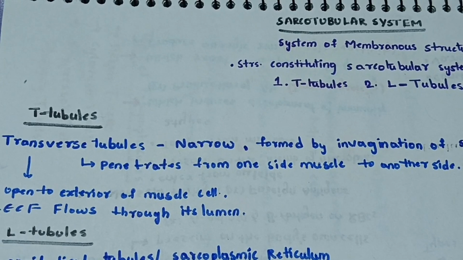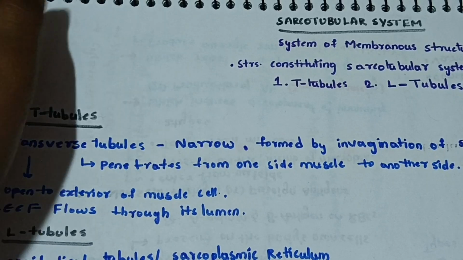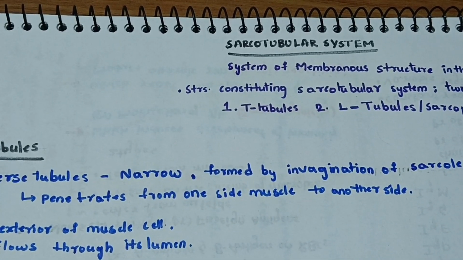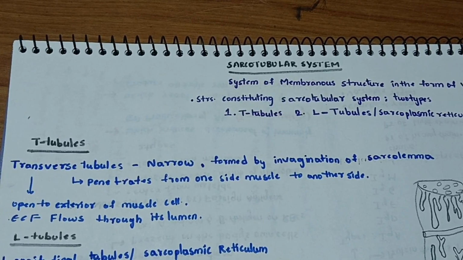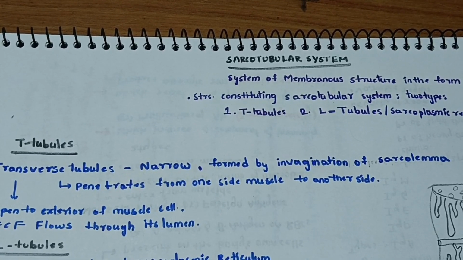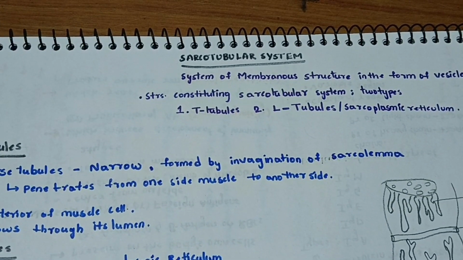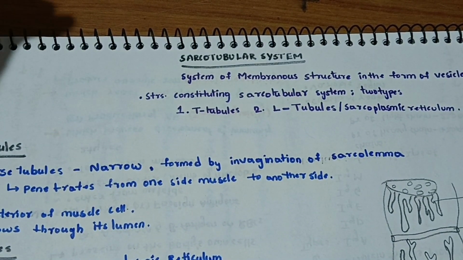Today we are going to discuss the sarcotubular system of skeletal muscle, of the musculoskeletal system. What is the sarcotubular system? It is a system of membranous structure in the form of vesicles and tubules.